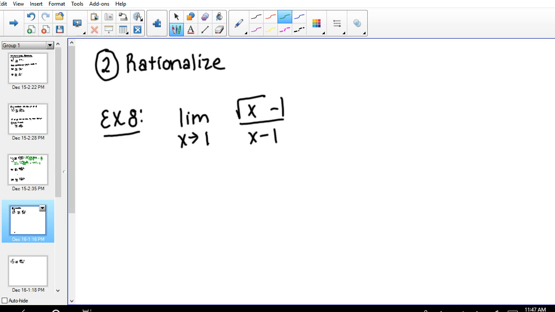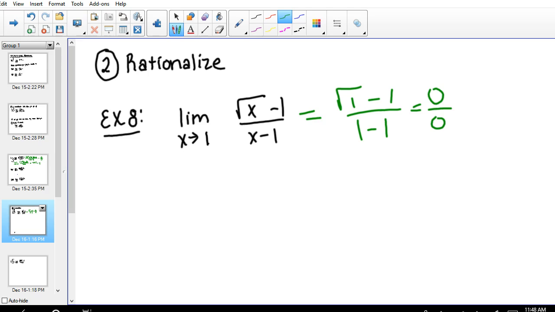For number 2, we see the limit as x approaches 1 of the square root of x minus 1 over x minus 1. And if we plug in 1, which is where our limit is approaching, we're going to get 0 over 0. And 0 over 0 does not tell us anything except that you need to keep working on this problem. It does not tell us that the limit does not exist. It does not tell us that the limit does exist. It means we've got to do some more work.